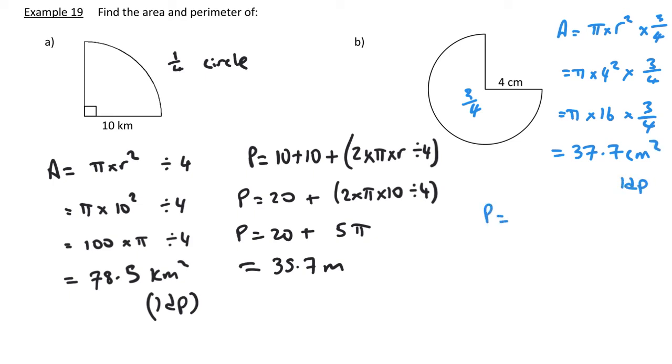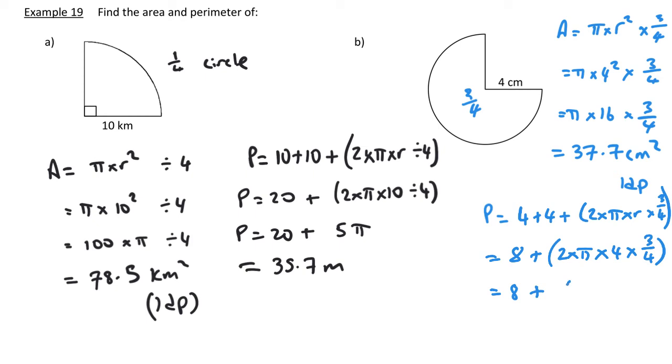The perimeter, then we're going to have the 2 straight edges, the 4 and 4, and then the 3/4 of the circumference. So that's 4 plus 4 plus 2 times pi times r times 3/4, which is 8 plus 2 times pi times 4 times 3/4, which is 8 plus 6 pi, or 26.8 centimeters to 1 decimal place.